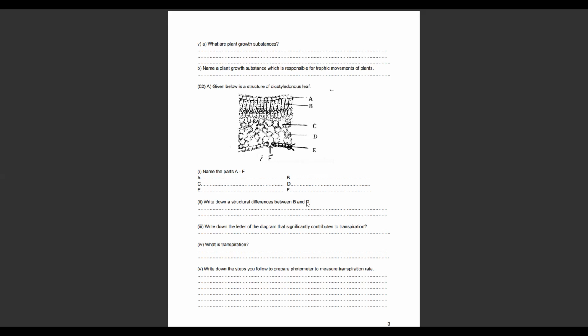Then, write down the steps you follow to prepare a potometer to measure transpiration rate, right? It's not photometer, it should be potometer. First one, clean it. Fill the potometer with water. Close the tap of the potometer when it is completely filled. Second one, bend a branch of a plant into water. Cut the branch underwater. Next one, do not take the branch out of water. Next one, remove the stopper from the potometer.